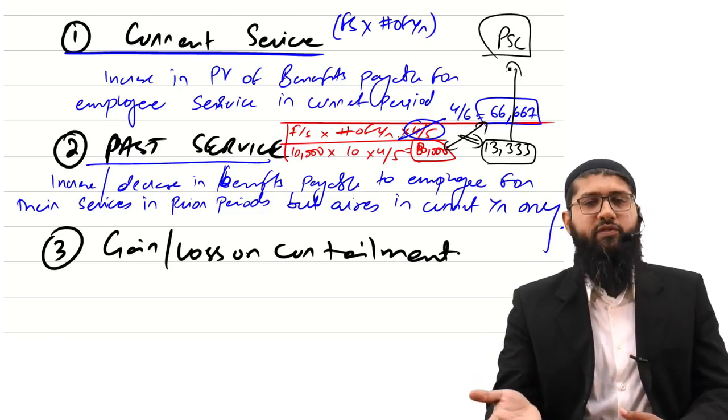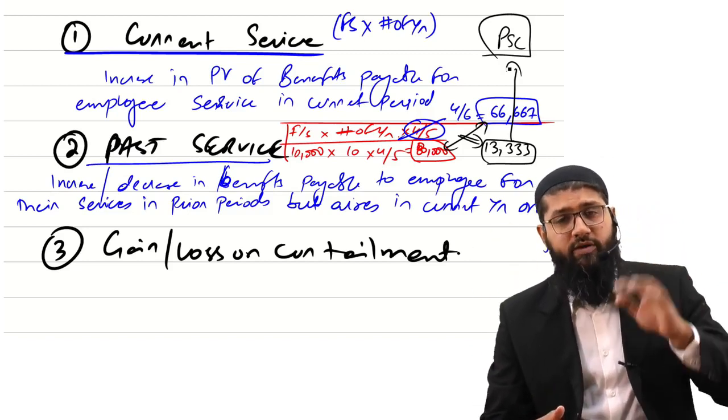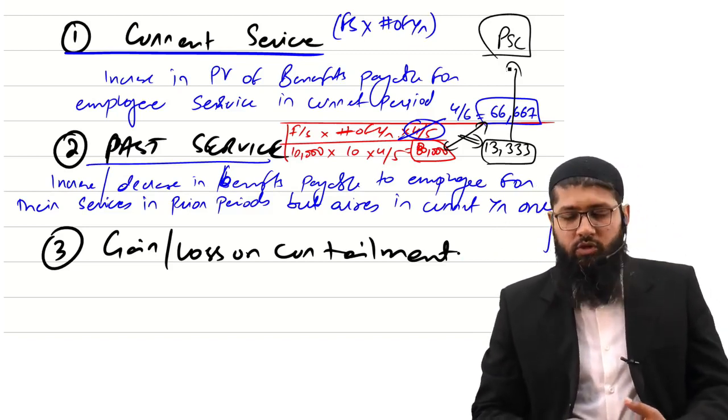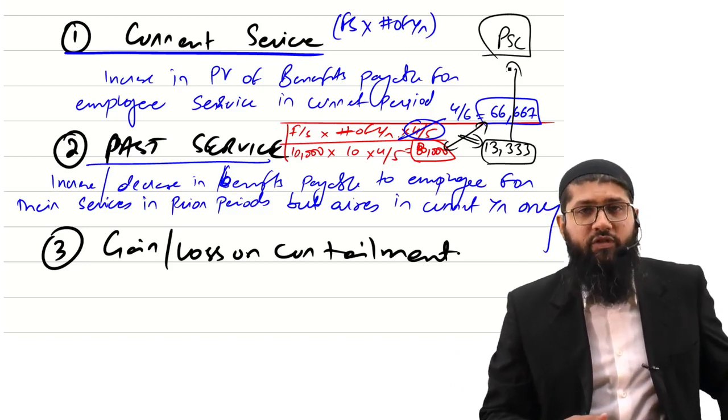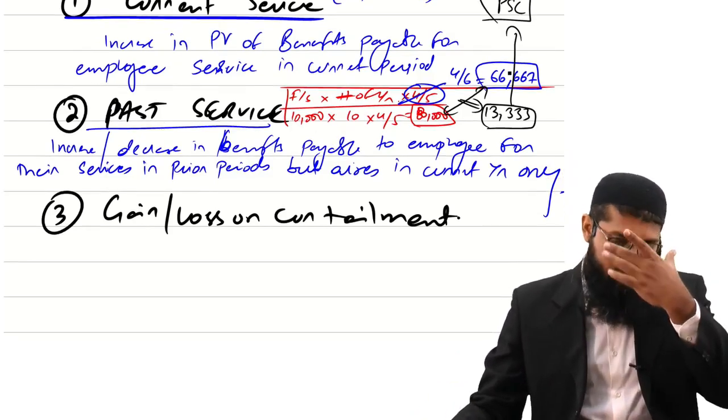So what is it? Past service cost is an increase or decrease in benefits payable for prior periods, but it arises in the current period. So that is what the past service cost is all about. Now let's move a bit forward and discuss further.